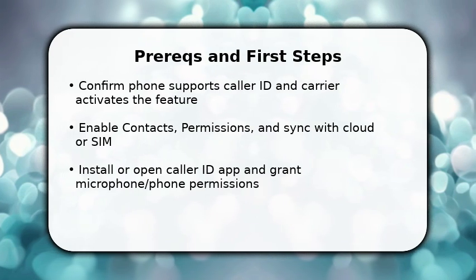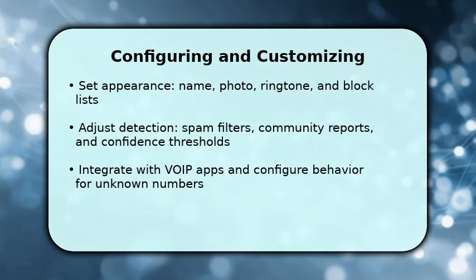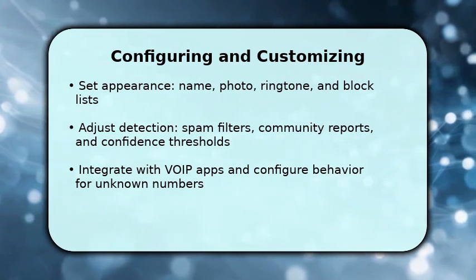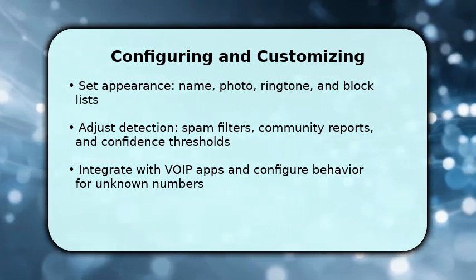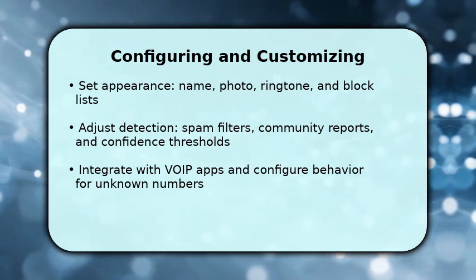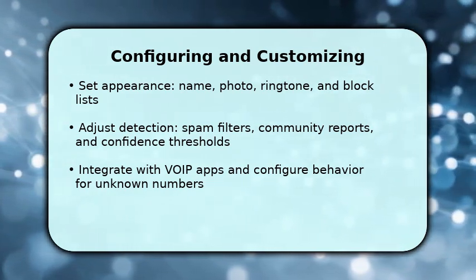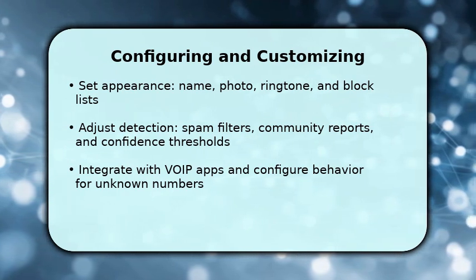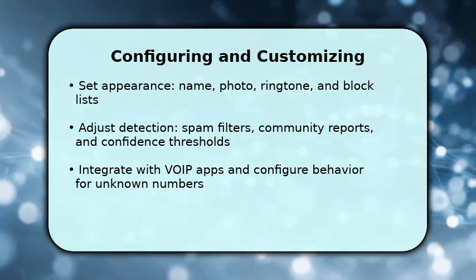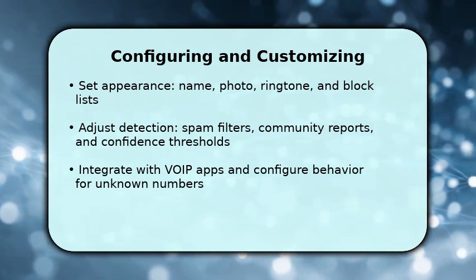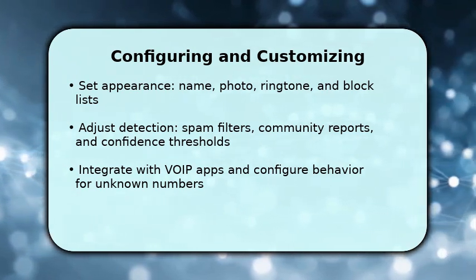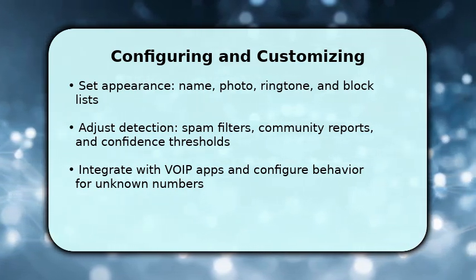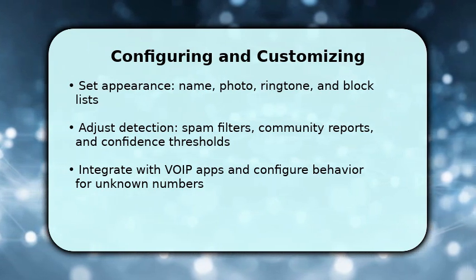Now you'll refine how caller ID behaves. Open the app's display and assign contact photos, custom ringtones, and caller groups so you recognize callers at a glance. At the same time, configure spam detection sensitivity and enable community reports to reduce robocalls. This explains why some calls are flagged. If you use VoIP or dual SIM, integrate those accounts and define which line shows ID. Make sure to set rules for unknown numbers, voicemail only, block, or prompt, depending on how strict you want it.